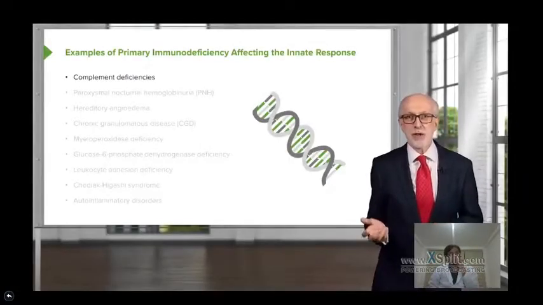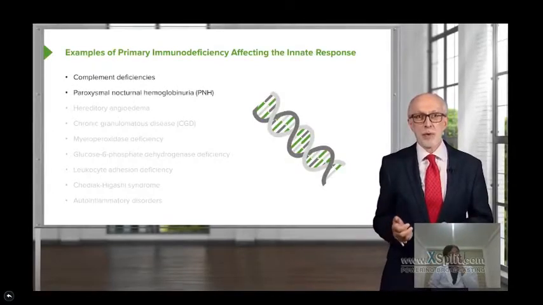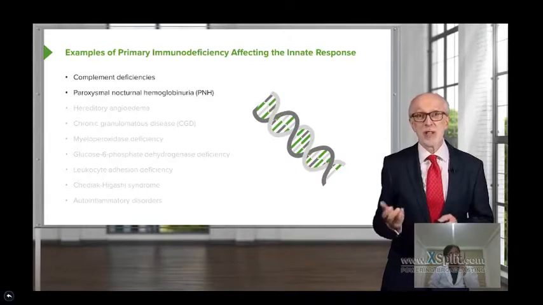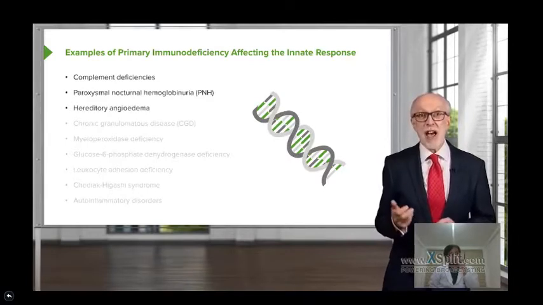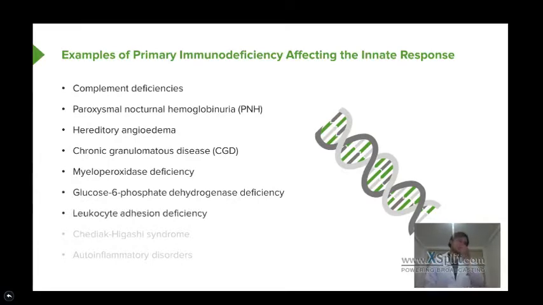Examples of primary immunodeficiencies that affect the innate response include complement deficiencies, paroxysmal nocturnal hemoglobinuria, hereditary angioedema, chronic granulomatous disease, myeloperoxidase deficiency, glucose-6-phosphate dehydrogenase deficiency, leukocyte adhesion deficiency, Chediak-Higashi syndrome, and a number of autoinflammatory disorders.